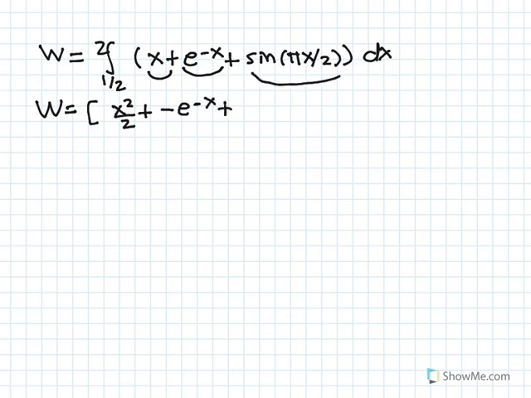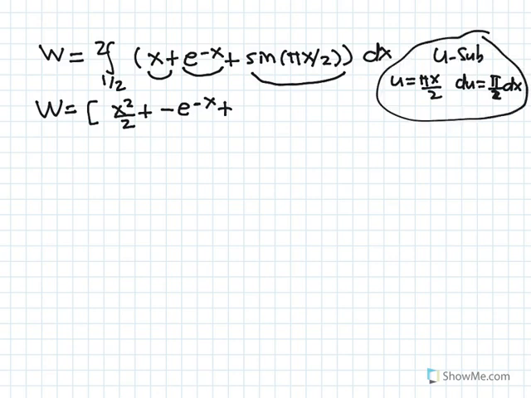What is the antiderivative of sine of pi x over 2? Applying u substitution, we let u be equal to pi x over 2. So let me write this here. u is equal to pi x over 2, and du is equal to pi over 2 dx. And this is u sub. So we're going to get the integral of sine is negative cos of pi x over 2, divided by the derivative, divided by pi over 2. That's the same as multiplying by 2 over pi. This is reversing the chain rule. This is simply the u substitution method. All right, and we're evaluating from 1/2 to 2.